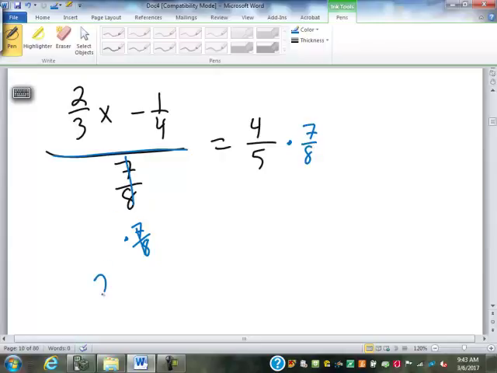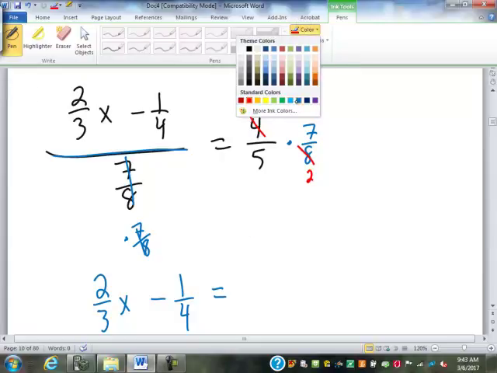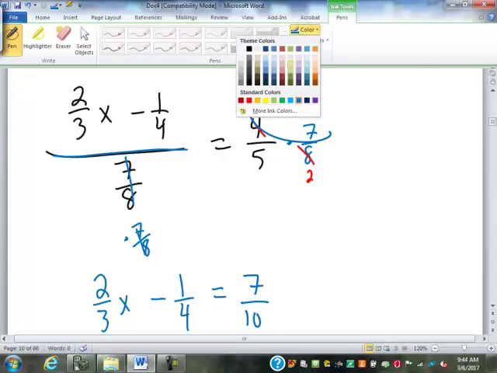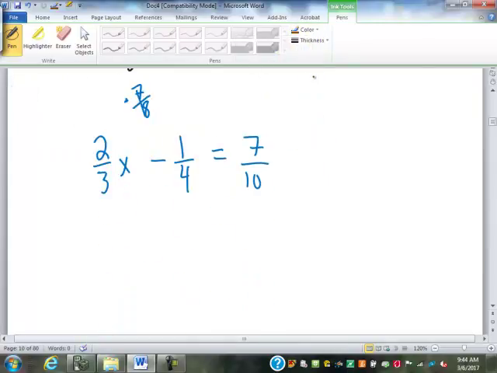So on the left side, what we have left is 2/3 x minus 1/4 equals the 4 and the 8 can divide out. Divide by 4 to give me 2 and 1. Perfect. So 1 times 7 is 7, and 5 times 2 is 10. Then what do we do? Add 1/4. So that's gone. 2/3 x equals 7/10 plus 1/4, which is 19/20.